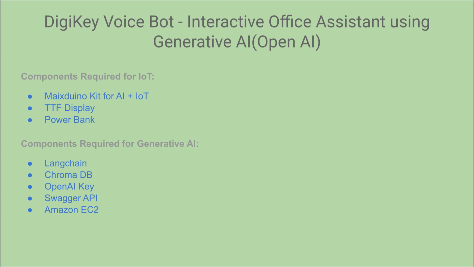So let's see what are the components needed for this project. The components required for IoT are the Maixduino kit for AI plus IoT, a TFT display and a power bank. So these are the three components for the IoT part. And for the generative AI part, I have used LangChain, ChromaDB, OpenAI Key, Swagger API, and Amazon EC2 instance. So these are the components required for my project.